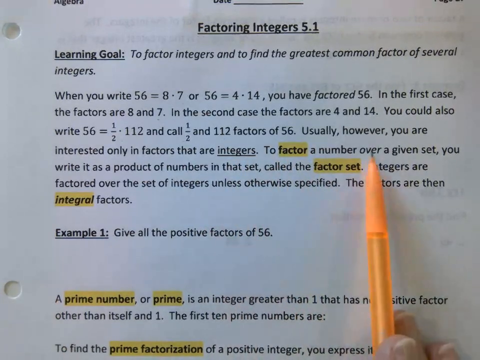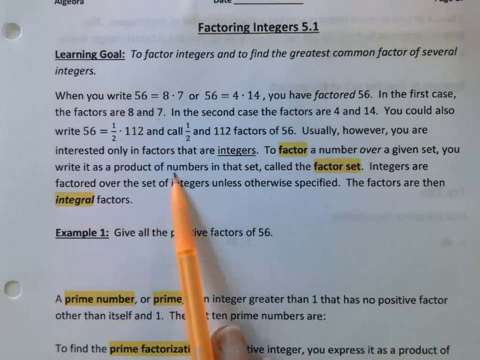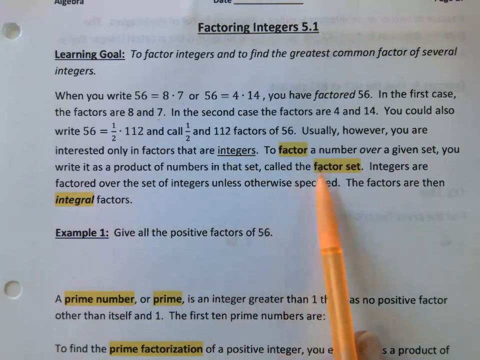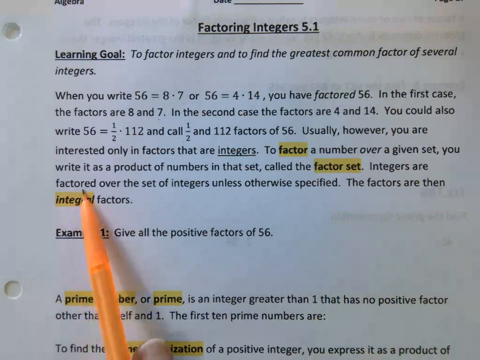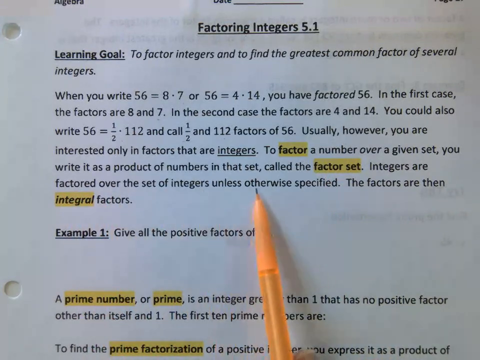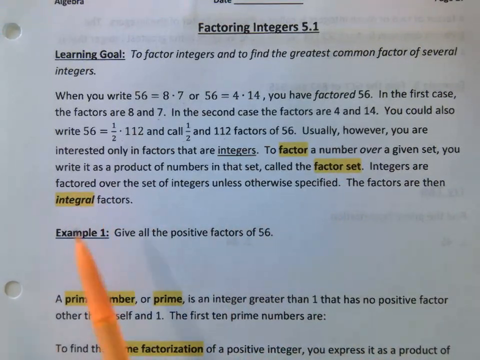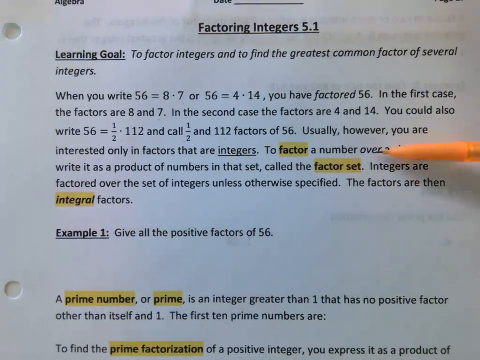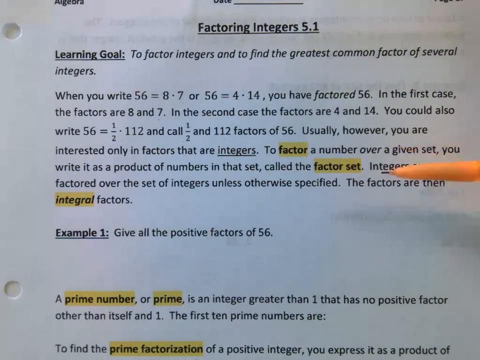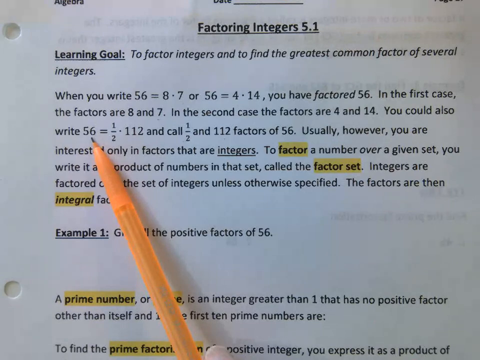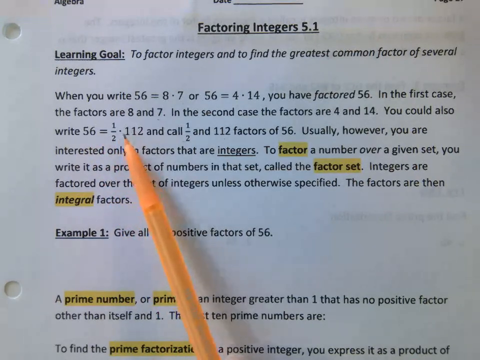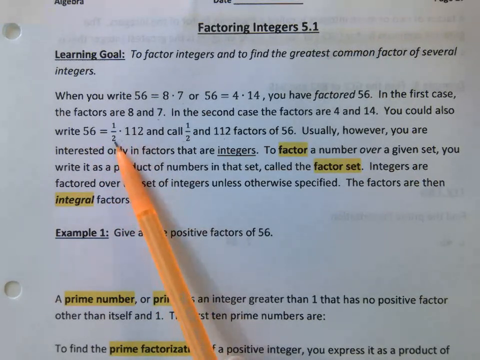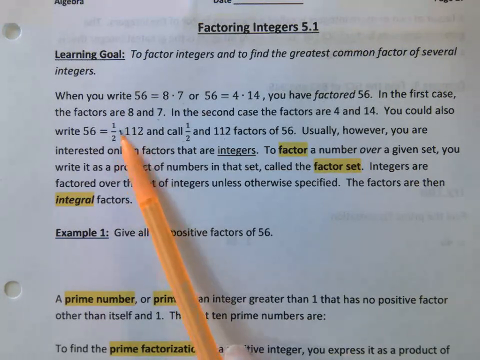To factor a number over a given set, you write it as a product of numbers in that set, called the factor set. Integers are factored over the set of integers unless otherwise specified. The factors are then integral factors. So basically, if I have an integer and I'm going to factor it, I'm really looking for integer factors. When we had 56 and said that 1/2 times 112 are both factors, 1/2 is not an integer, so we would not normally factor 56 in this way.